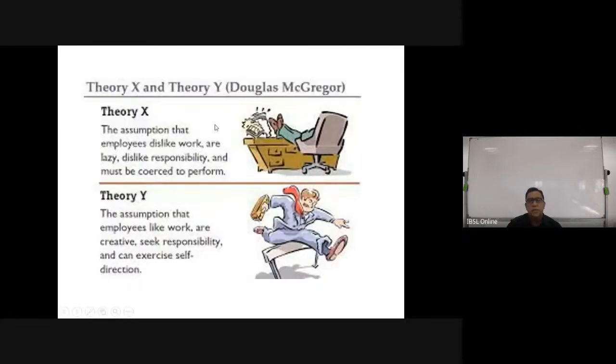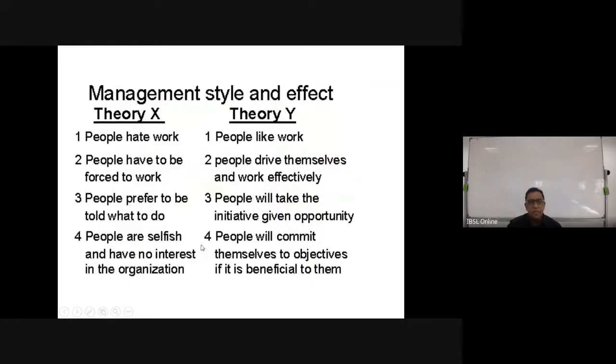So then we came to Douglas McGregor, theory X and Y. Theory X always has a negative perspective about the employees. The assumption is that employees dislike work, they are lazy, they dislike responsibility and must be forced to perform. Forced to perform means you have to push employees to perform. Theory Y assumption is that the employees like work, they are creative, they seek responsibility, they can exercise self-direction if they are given the freedom.